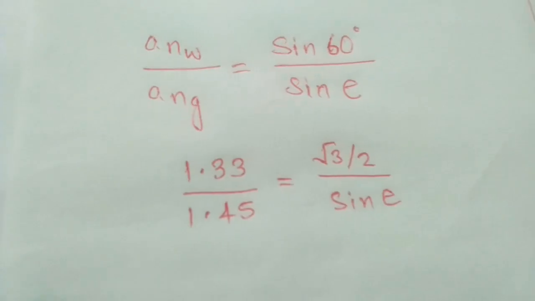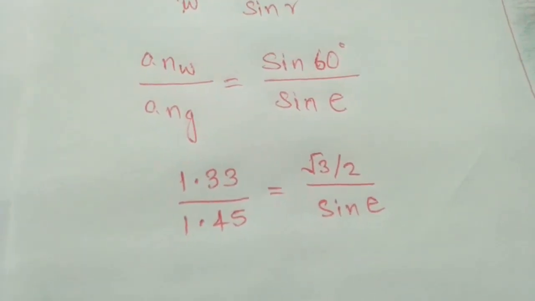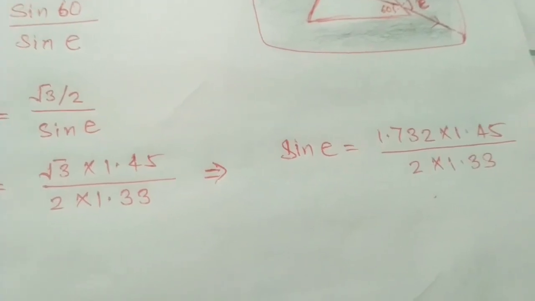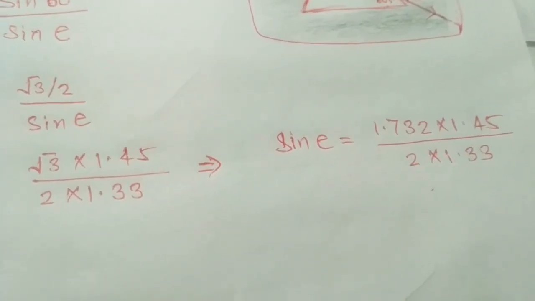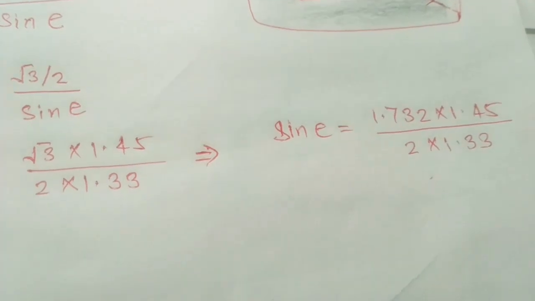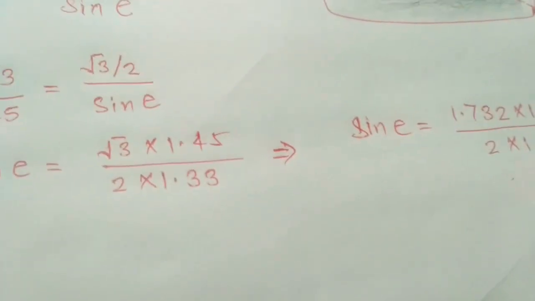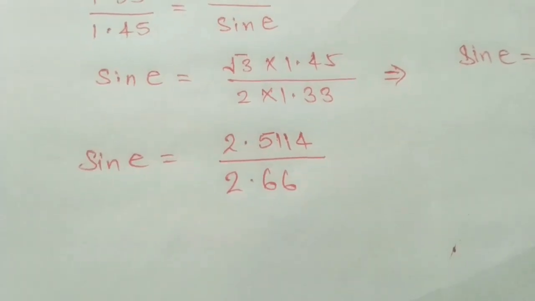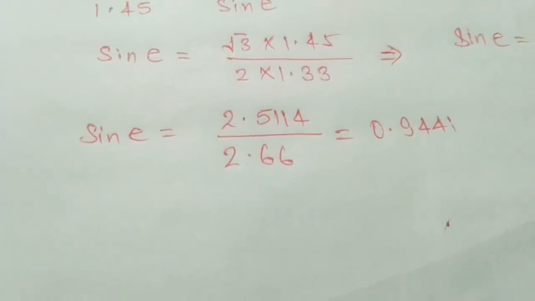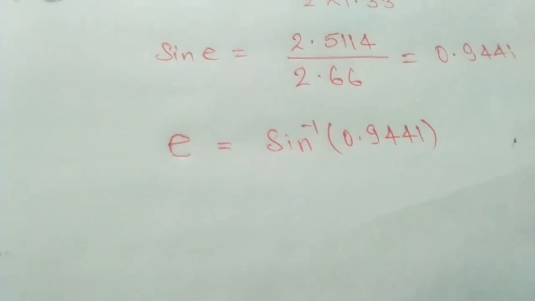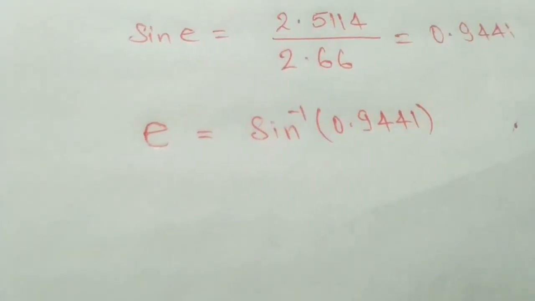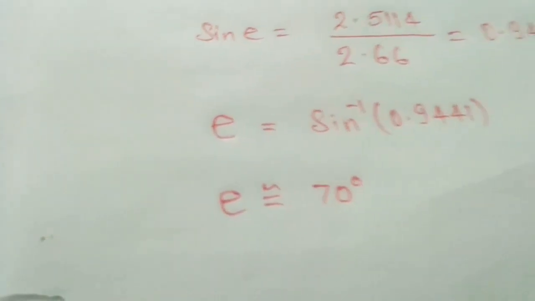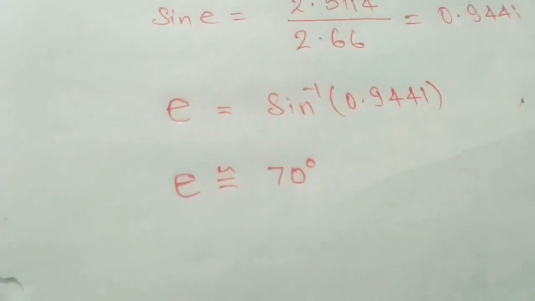Let's fill all the values. On filling all the values and going further, sin E is equal to 1.732 into 1.45 divided by 2 into 1.33. The root 3 value is 1.732. On solving this, you will get 0.9441. So this is the answer. The angle of emergence is equal to sin inverse of this much, or you can calculate the value also, and the angle value is nearly 70 degrees.